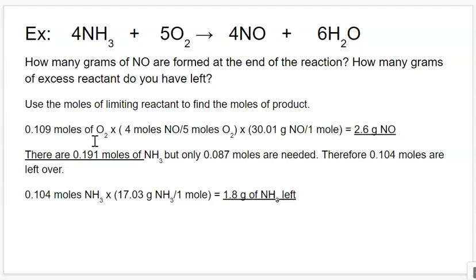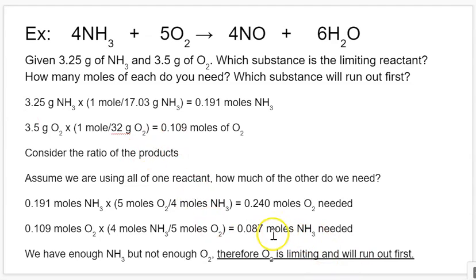However, this doesn't work if we wanted to figure out how many grams of excess reactant we had left, because we needed to do that equation here to calculate how much of the ammonia was actually needed.